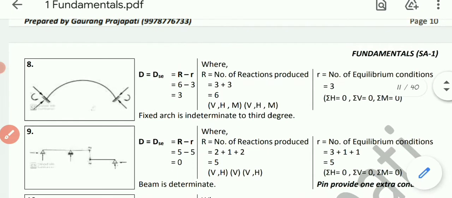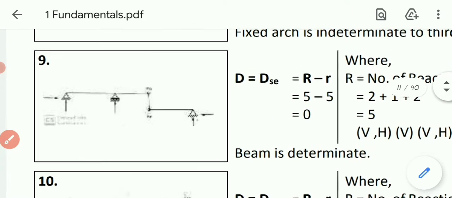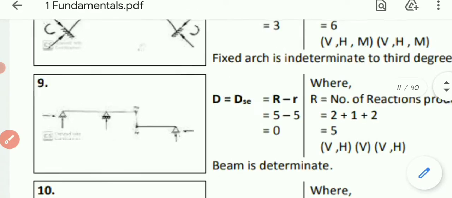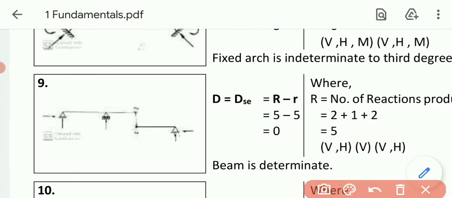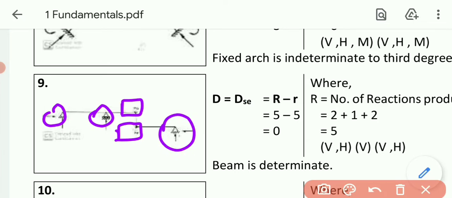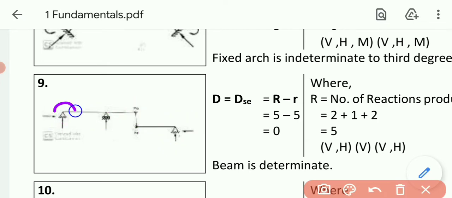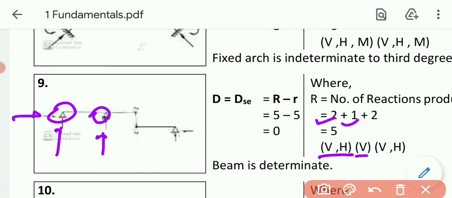Then next one, example number 9. Let me zoom the sketch first of all, because it is not that clear. Now over here we can see a hinge support is given, a roller support, one pin is there, one pin is there, and over here a hinge support is there. So first of all, let's calculate capital R. As hinge support, 2 reactions will be there: vertical, horizontal. Over here roller support is there, so 1 reaction will be there: vertical. And over here again hinge support is there, so 2 reactions will be there: vertical, horizontal. Okay, so the total value of capital R is 5.